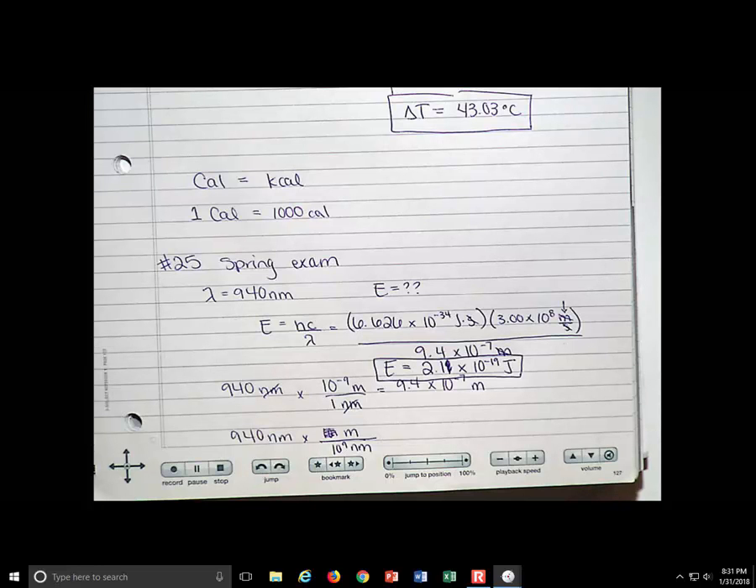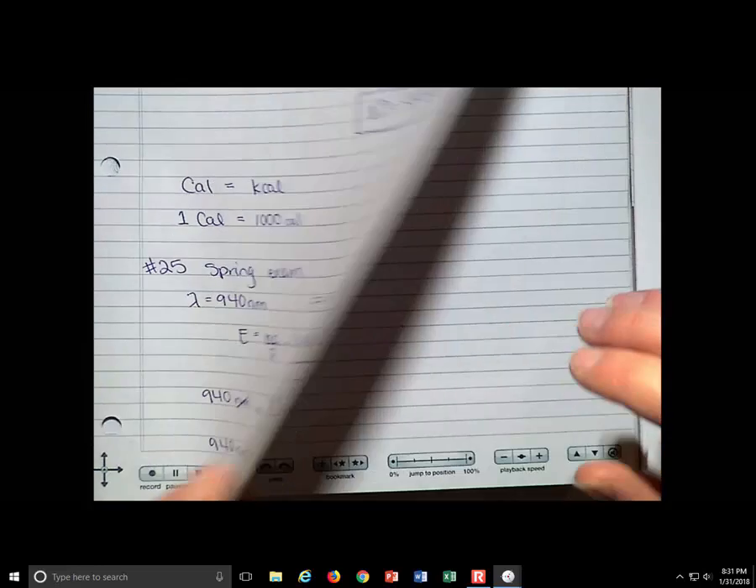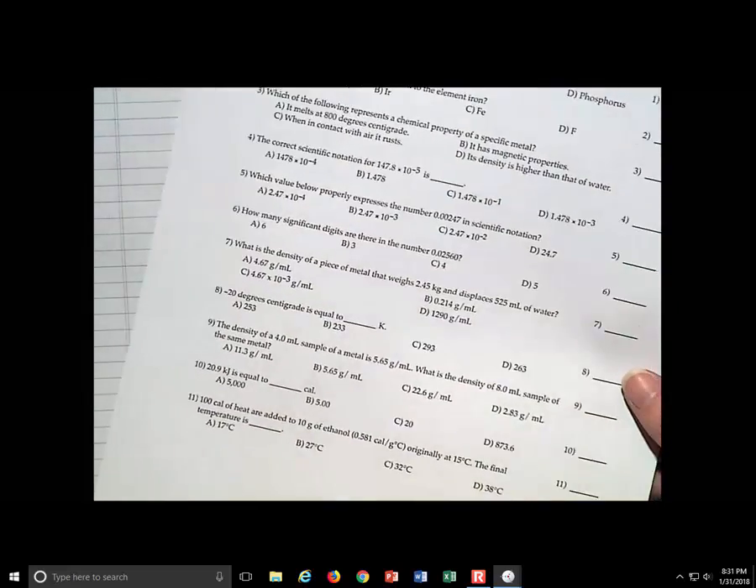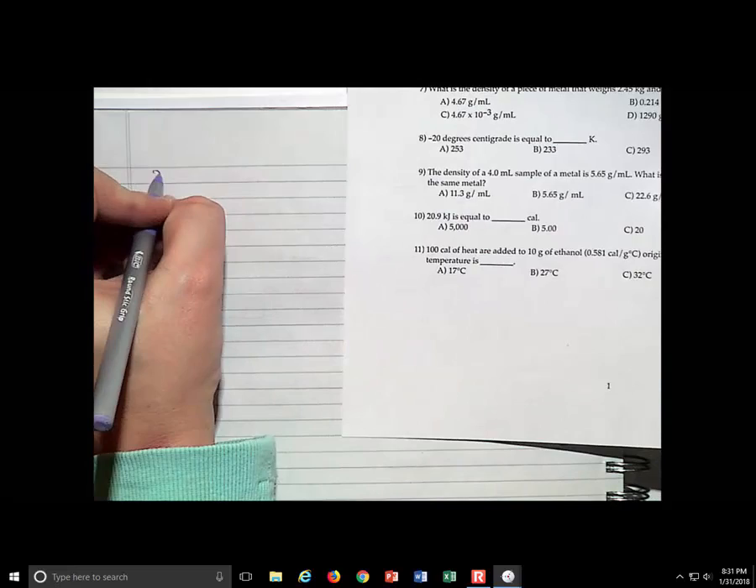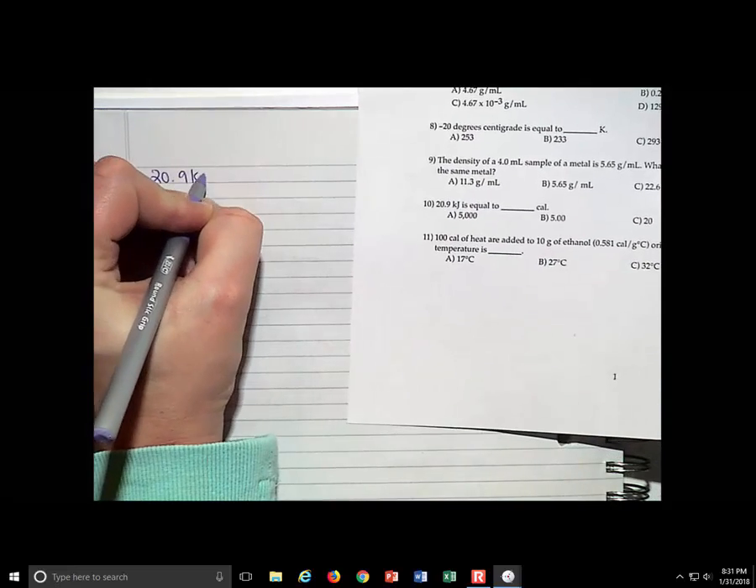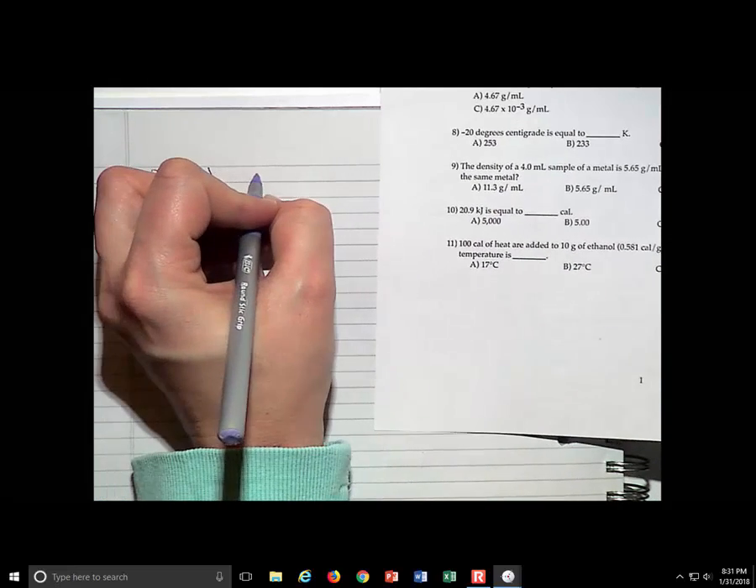From the unit 1 practice problems, 20 kilojoules, how many calories, kilocalories? It should be 5, I think. Right here. Yeah, so if we set that up, 20.9 kilojoules, and we want to find how many calories?